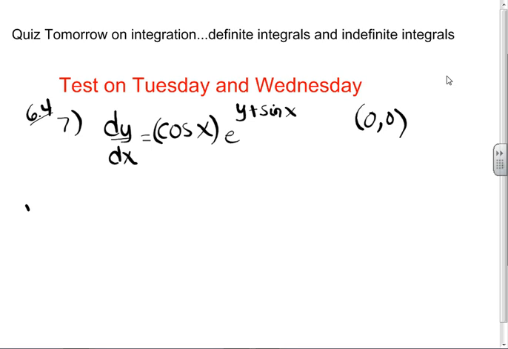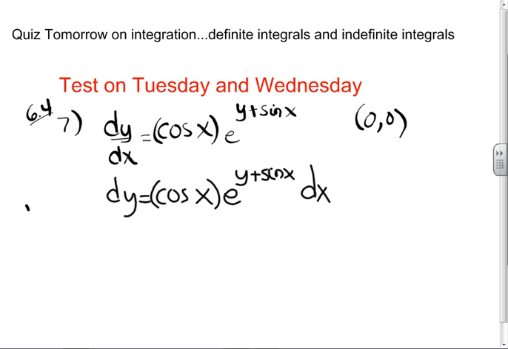We need to separate these variables. So I'm going to multiply through by dx. Maybe. dy is equal to cosine of x times e to the y plus the sine of x dx. And you notice that we have x's on the right side because the differential tells you what variable we want to have here. So we want this and we want that. And I have to know some algebra to be able to separate that.